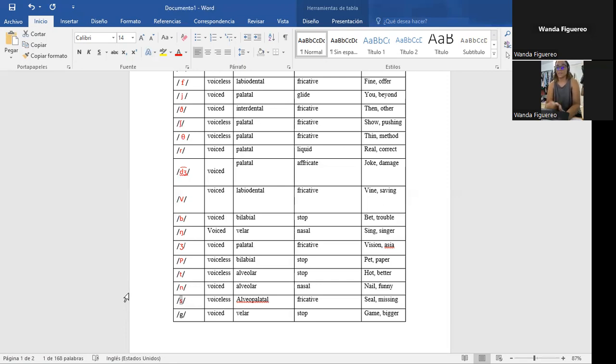We also have the g sound, which is a voiced velar stop. For example, we have game and bigger.